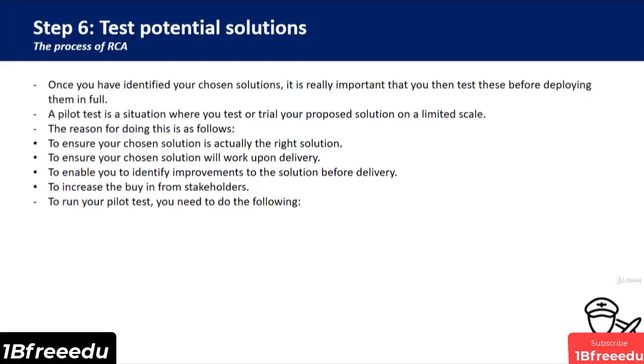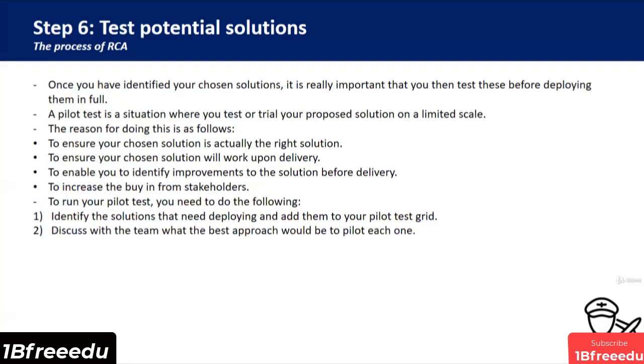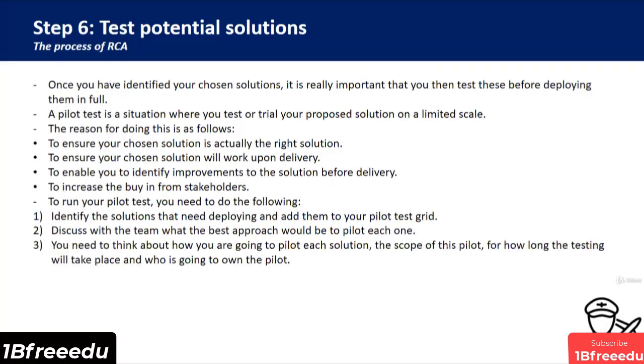So to run your pilot test, you need to do the following six steps. Firstly, identify the solutions that need deploying and add them to your pilot test grid. Secondly, discuss with the team what the best approach would be to pilot each one. Thirdly, you need to think about how you're going to pilot each solution, the scope of this pilot, for how long the testing will take place, and who is going to own that pilot.